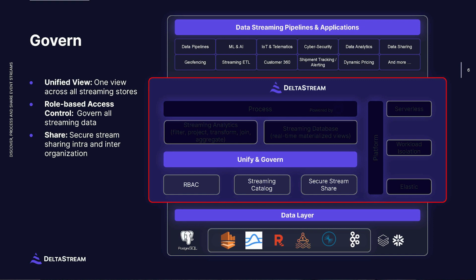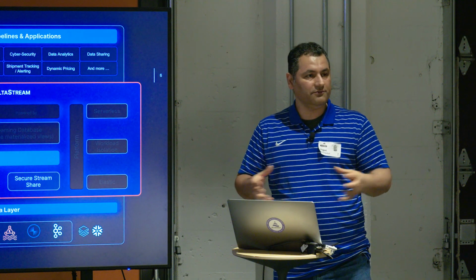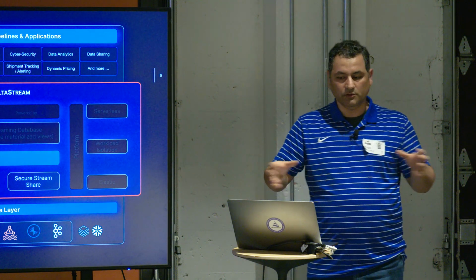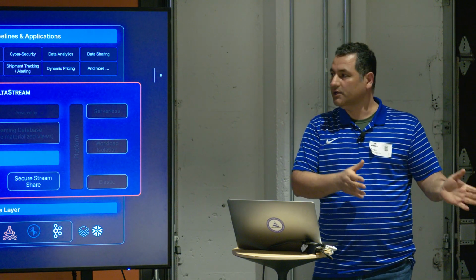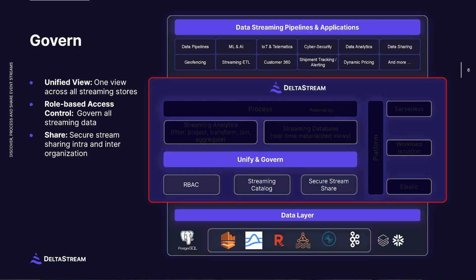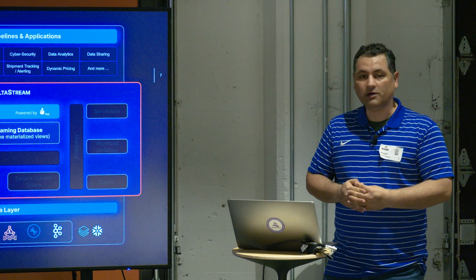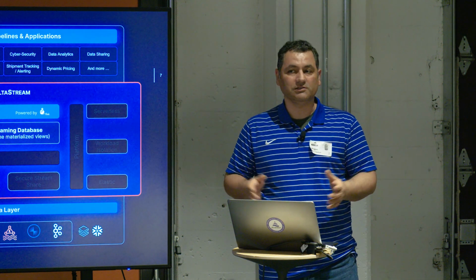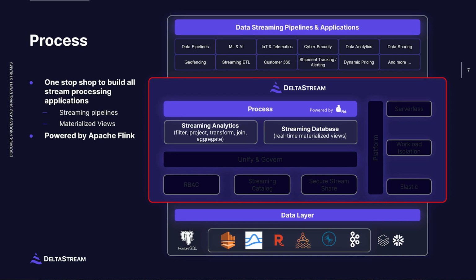So Deltastream provides the abstraction layer on top of all of your Kafka clusters, to use Kafka as an example, and for all the streams in these different clusters, you get unified view, cataloging, governance, role-based access control, and secure sharing. All of this is included in Deltastream, and you can do it the same way you would with your batch data in databases you are familiar with. The second part is processing. As I mentioned, you can do stream processing without doing any infrastructure management yourself. You can build streaming analytics applications, usually the ones that you build with Flink.